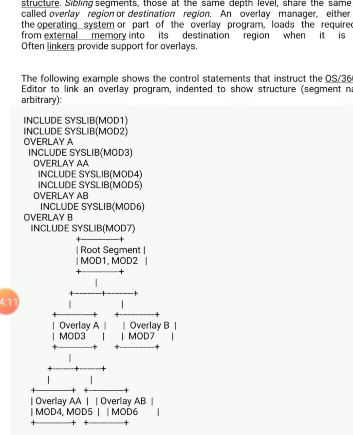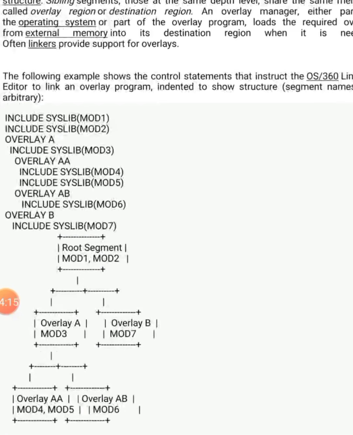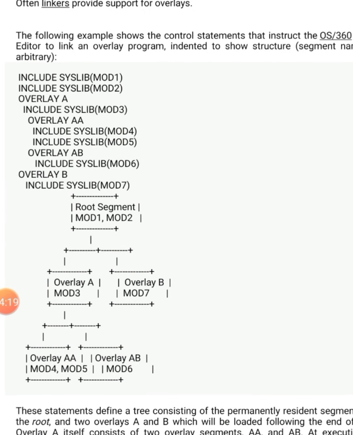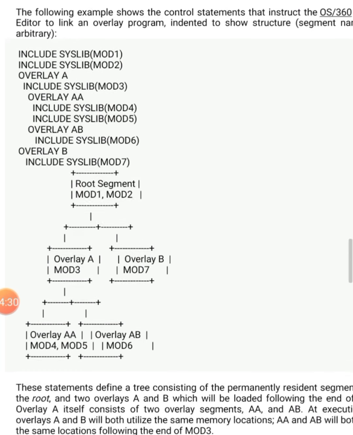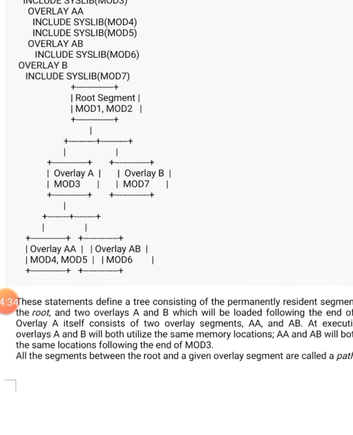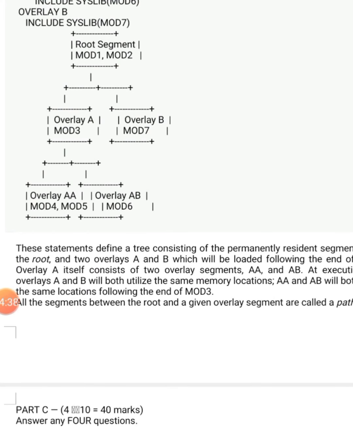The following example shows the control statements that instruct the OS/360 linkage editor to link an overlay program. INCLUDE SYSLIB(MOD1), INCLUDE SYSLIB(MOD2), then OVERLAY statements for the overlays AA and BB. These conditions include the root segment, MOD1 and MOD2, next overlay MOD3, then overlay AA, overlay AB, MOD4, 5 and 6.